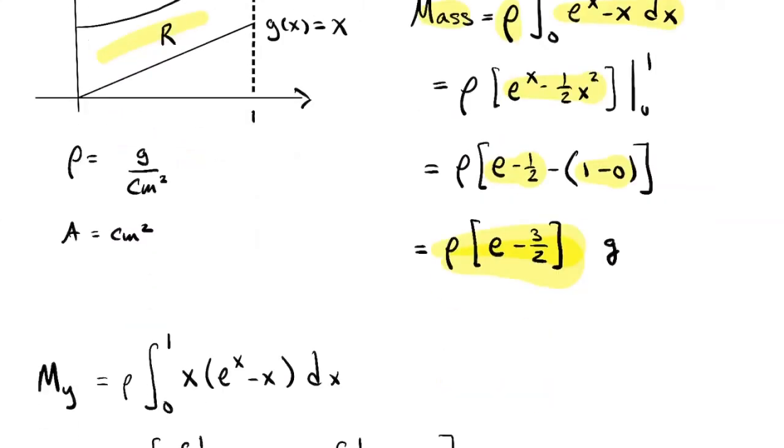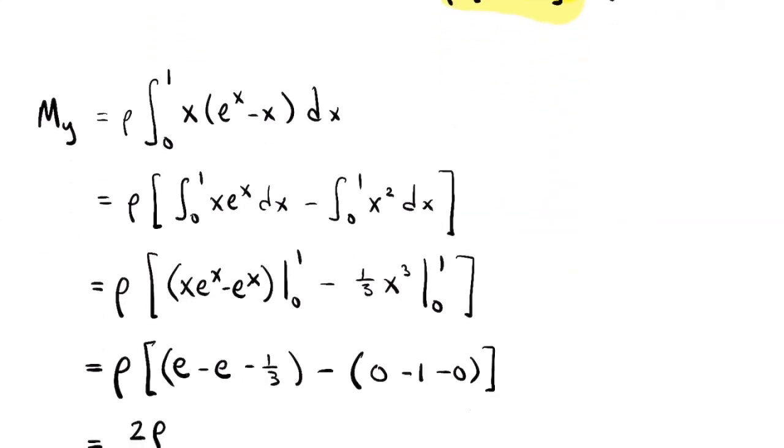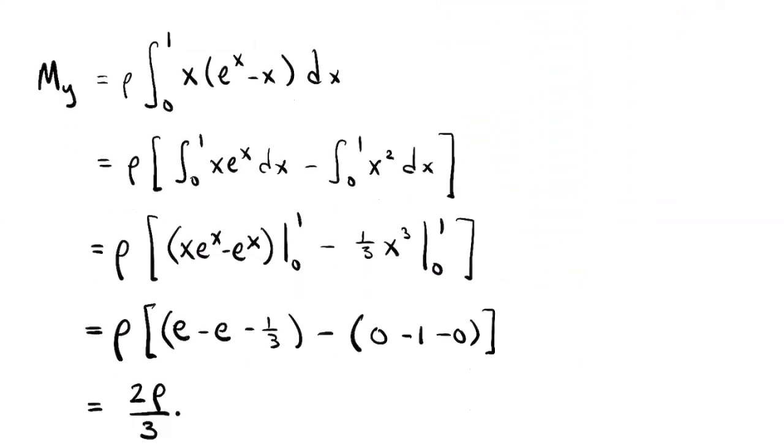How about M sub y? The calculation is, from the formula above, rho times the integral of x times f of x minus g of x. I distributed, and I'm going to treat those two integrals separately. The first integral is an integration by parts integral, x times e to the x. Its antiderivative is x times e to the x minus e to the x. The second integral is just a power rule.